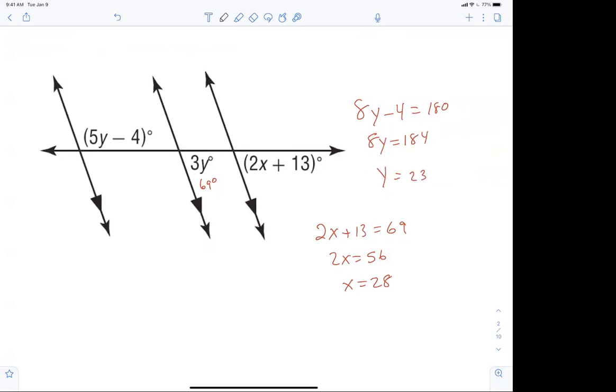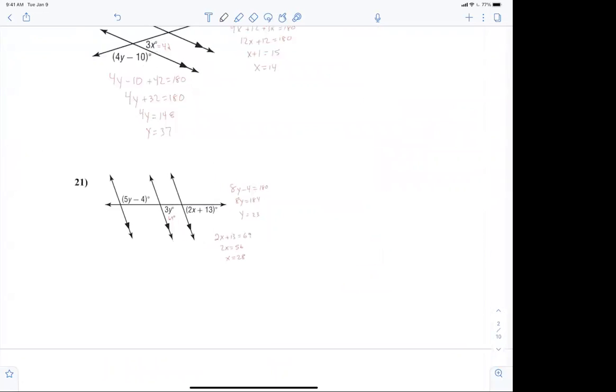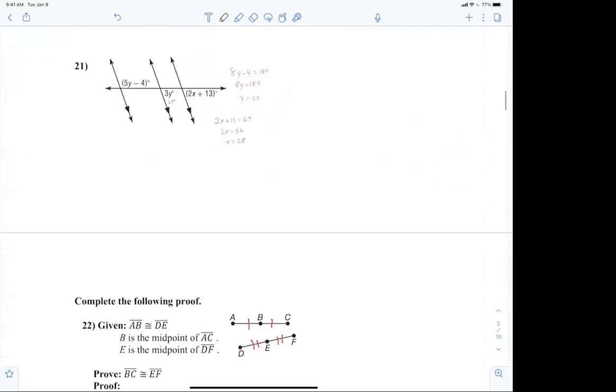Correct? But I still say the safest bet is to say acute and obtuse add up to 180. So I'm looking at 5y minus 4, that's obtuse. I'm looking at 3y, that's acute. So they have to add up to 180. Right? Right. Okay. All right.